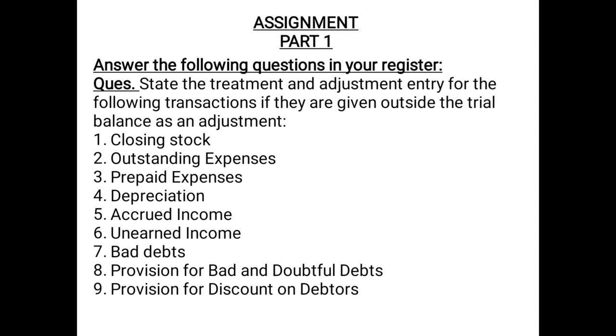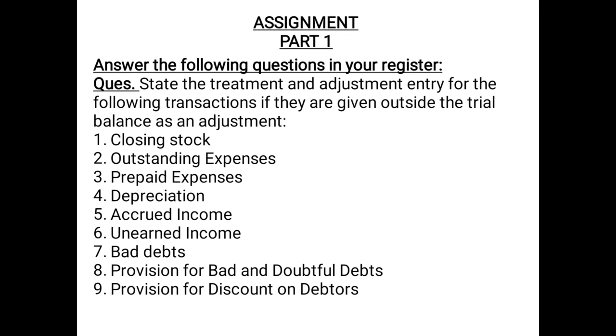Then the fifth one is accrued income. What will be the treatment, children? It will be added to the respective income on the credit side of the profit and loss account. On the other hand, it will be shown on the asset side of the balance sheet. Now, what will be the adjustment entry for this, children? The adjustment entry will be accrued income or outstanding income account debited to income account.